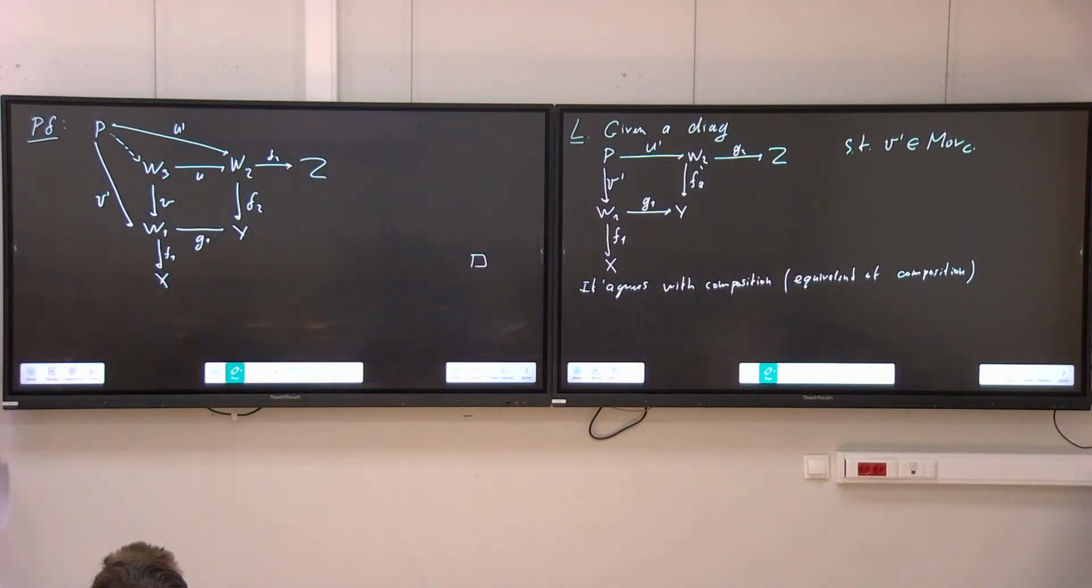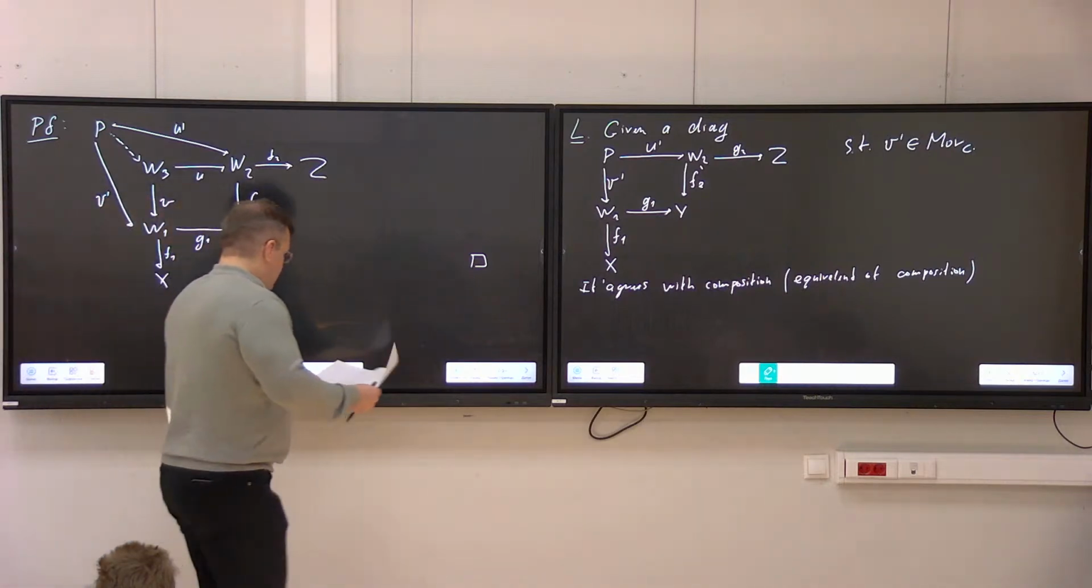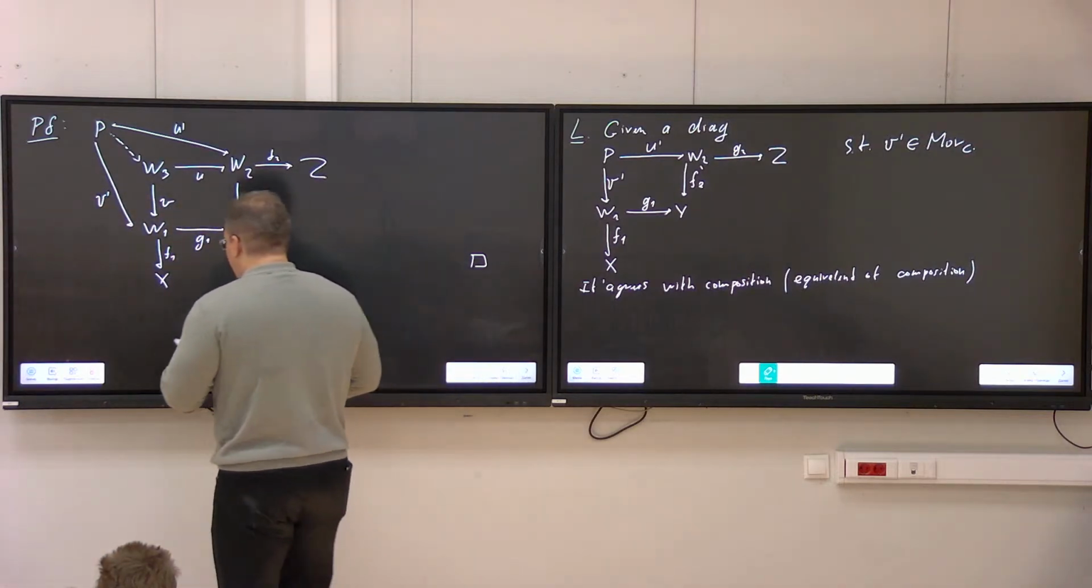And we know that this map is from morphism C by the property that we proved last time, because V prime and U prime are from morphism C. Again, this is the two out of three property. These are two maps whose composition is in more C. This is in more C. So this is in more C.